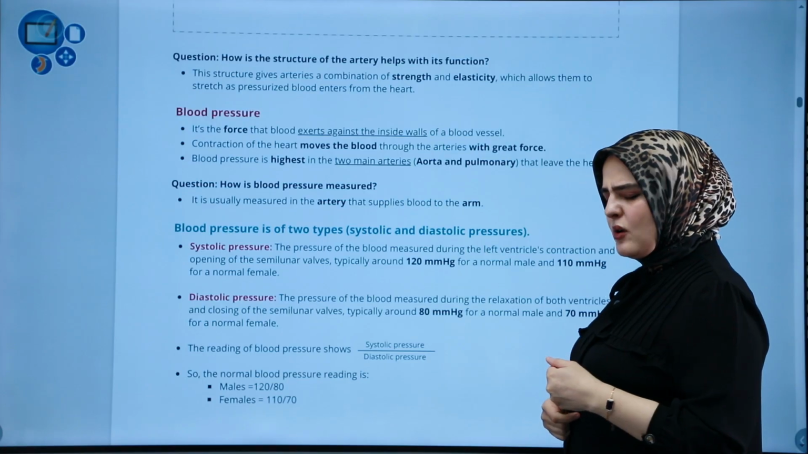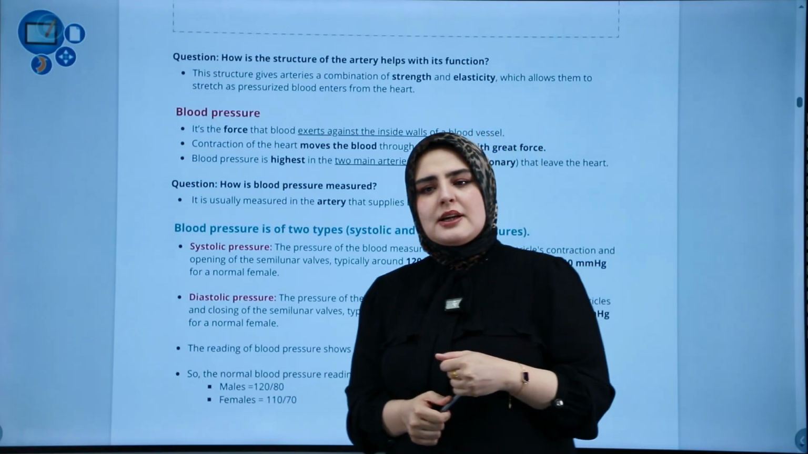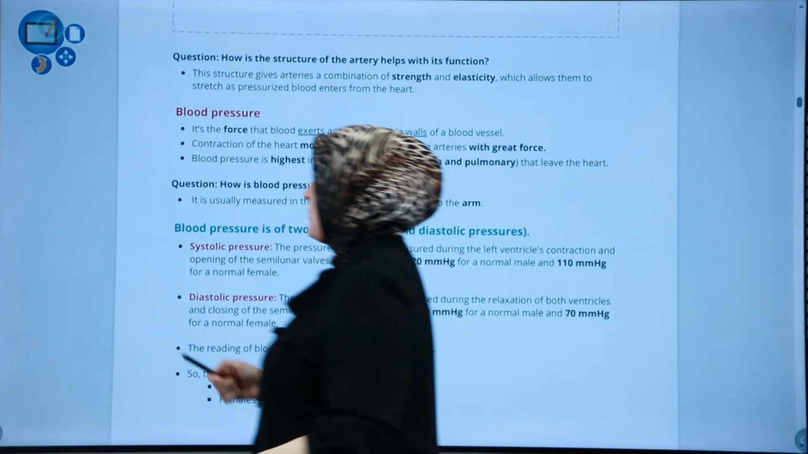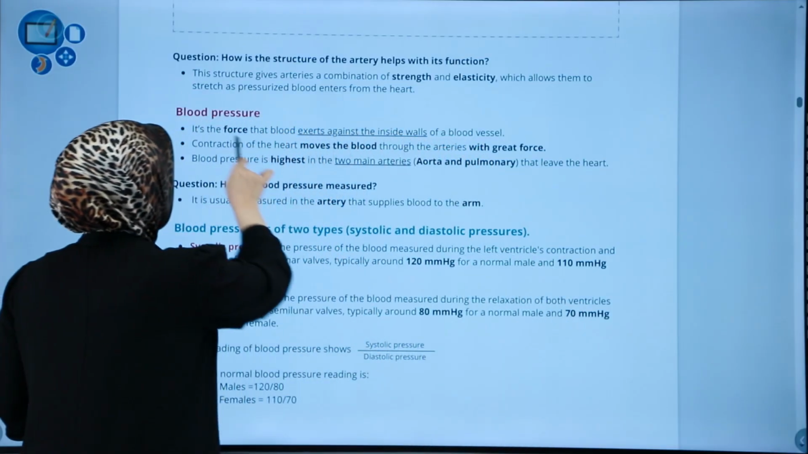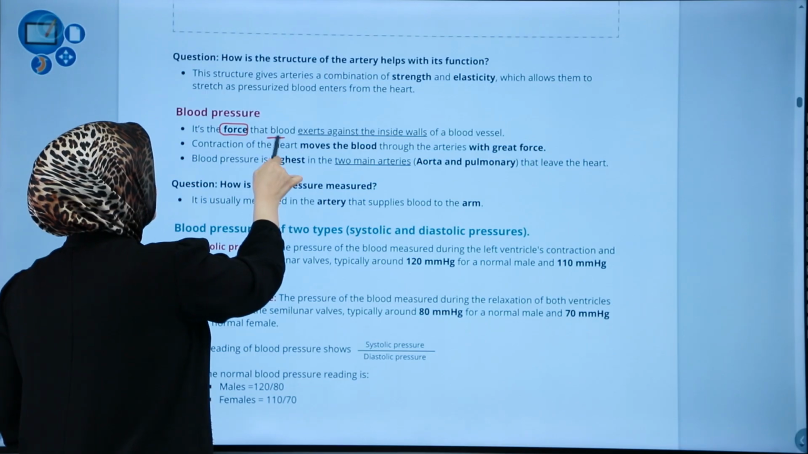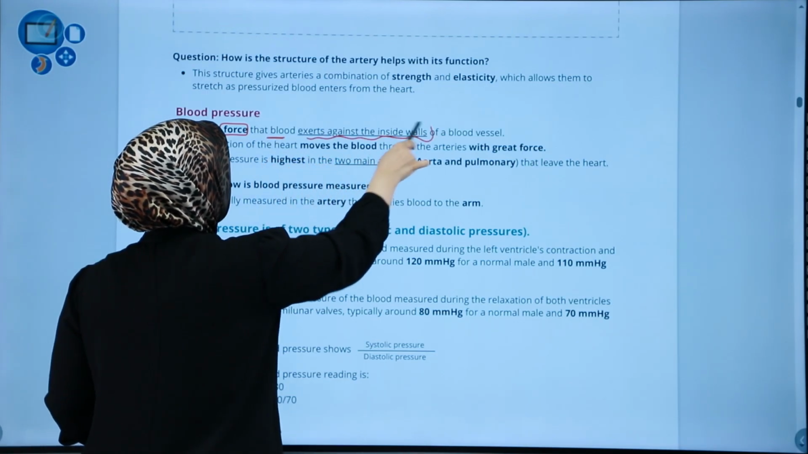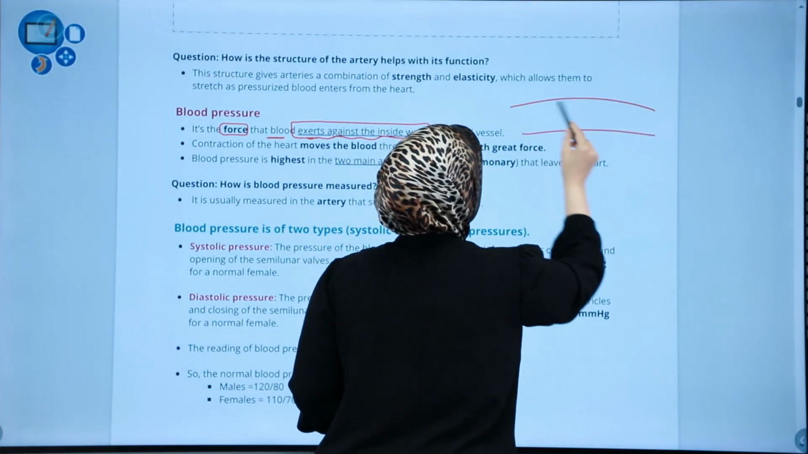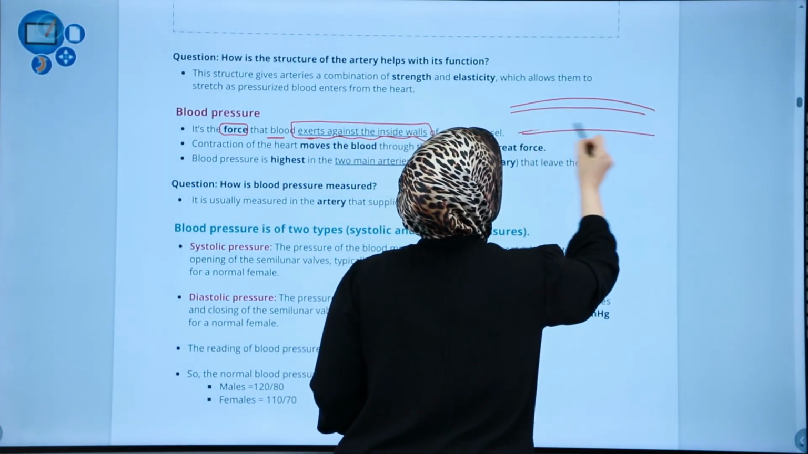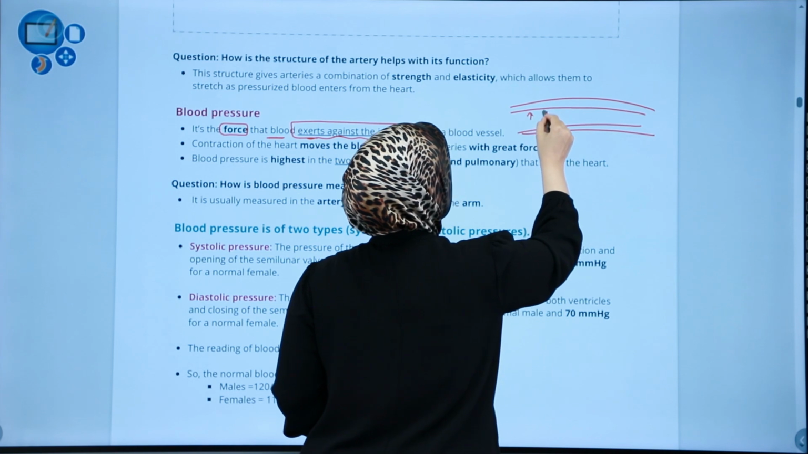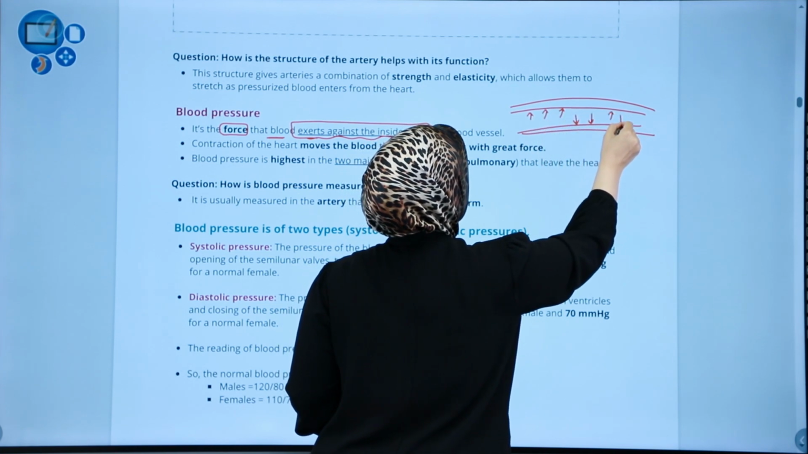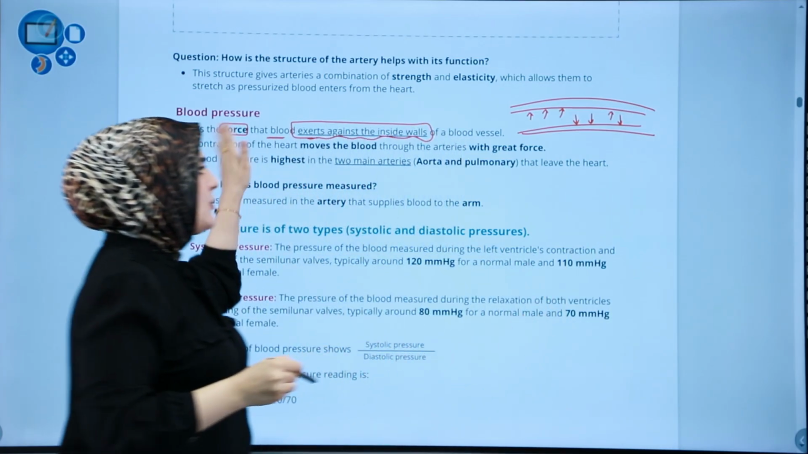But let's see, what is blood pressure? It's the pressure within the arteries. Don't forget about that. We're talking about artery. The force that blood exerts against inside walls of the blood vessel. If you have a blood vessel like that, okay, that's an artery. That force on the walls on each side, what do we call it? We call it blood pressure.